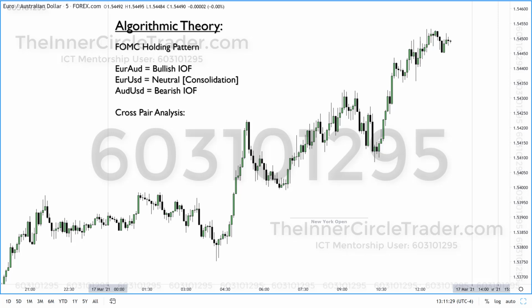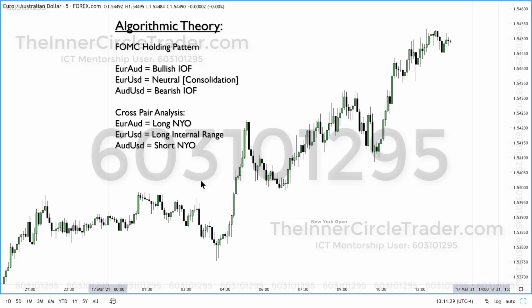The cross pair analysis is this. Euro Aussie is equivalent to going long New York Open. Right here. Euro dollar is equivalent to taking a long, but only trading internal range. That means you're not looking for a breakout because it's not likely to do so. It's being held in consolidation. Aussie dollar is equivalent to taking a short in New York Open.